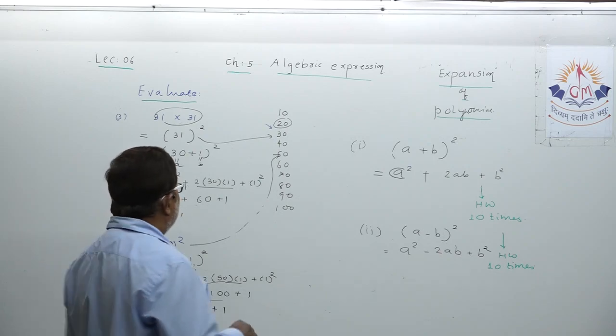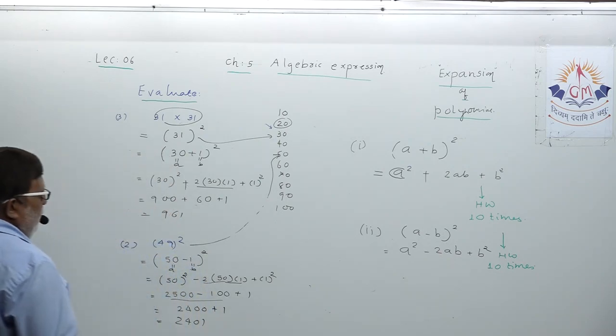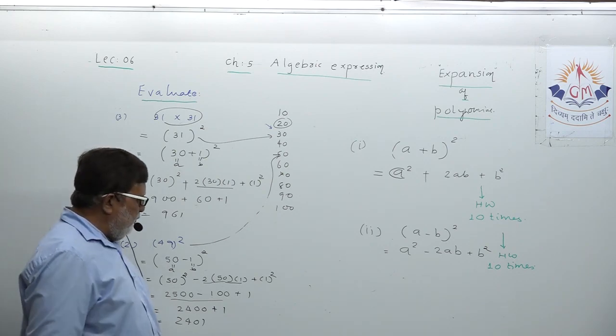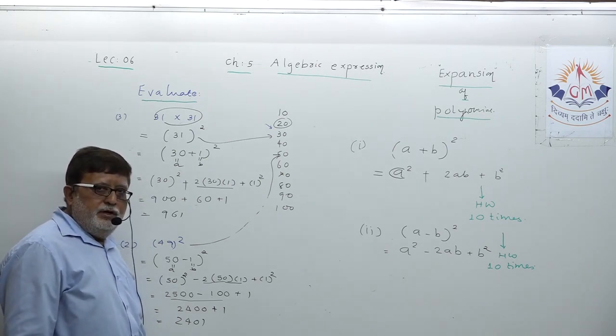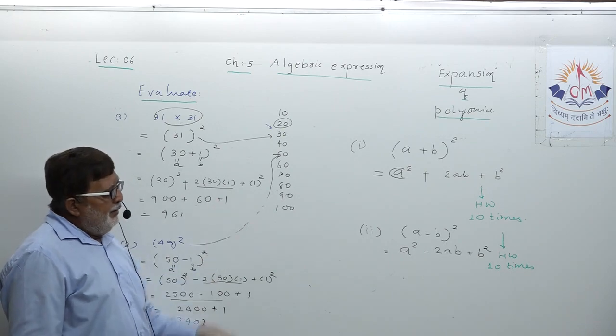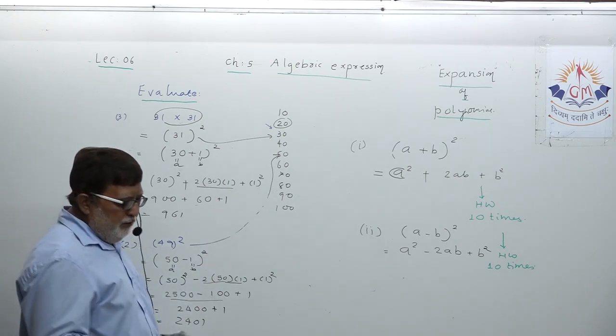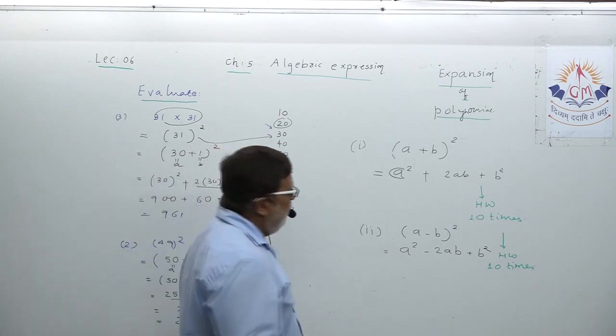Okay. Just be watchful. Not so difficult an example. It is just a question of understanding the splitting of the number and applying either the first identity or the second identity. Is it clear in your mind?